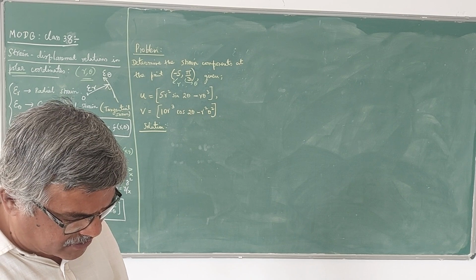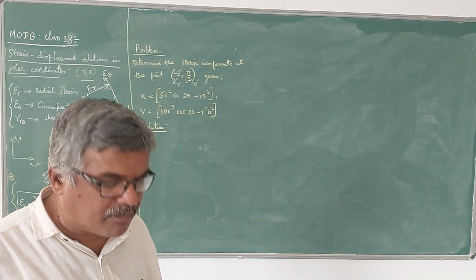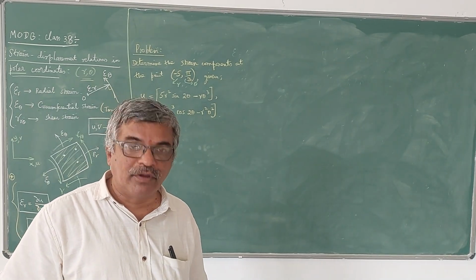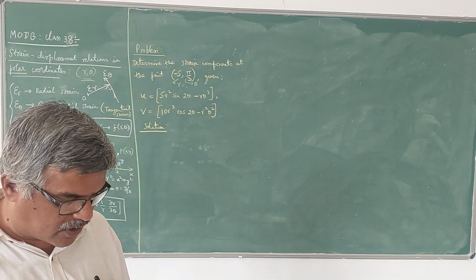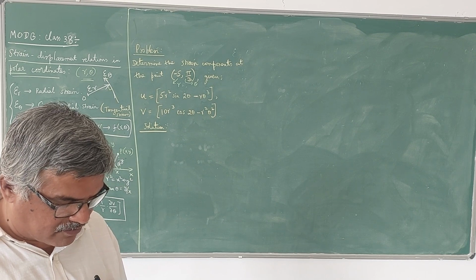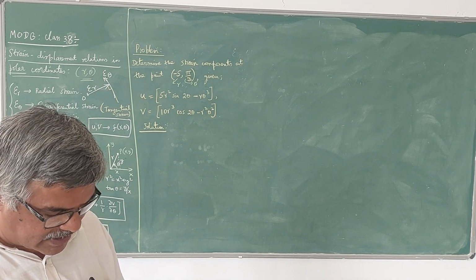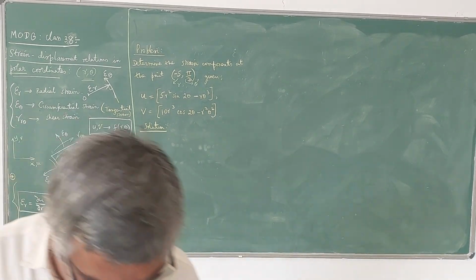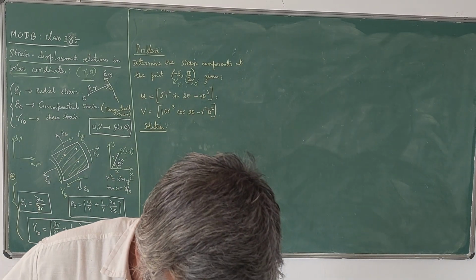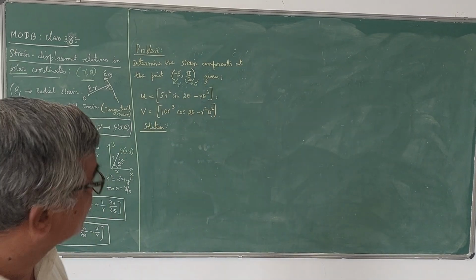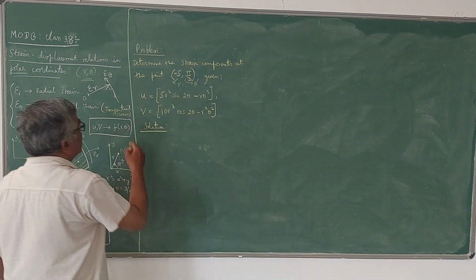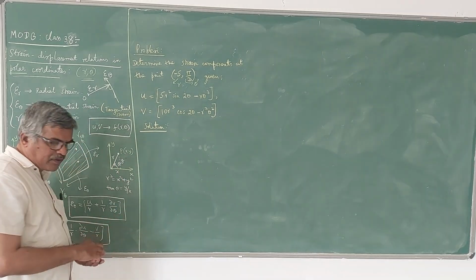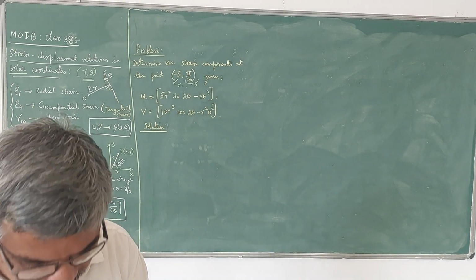So if you differentiate this with respect to r and theta, you are going to get dou u by dou r, dou u by dou theta, dou v by dou r and dou v by dou theta. So those things we can easily get. Now let us see how we can evaluate the strain components. To evaluate the strain components, we need to find the derivatives of these two with respect to r and theta. So first I will find out the derivative dou u by dou r.